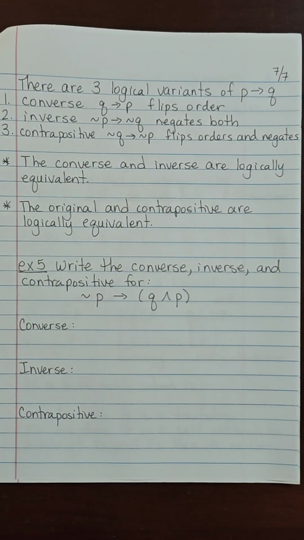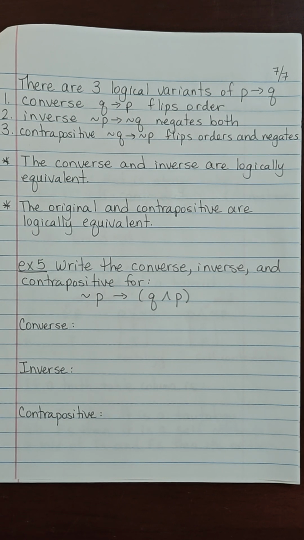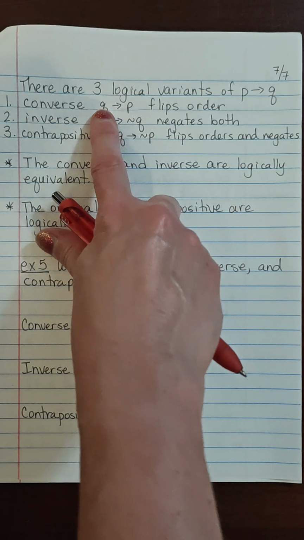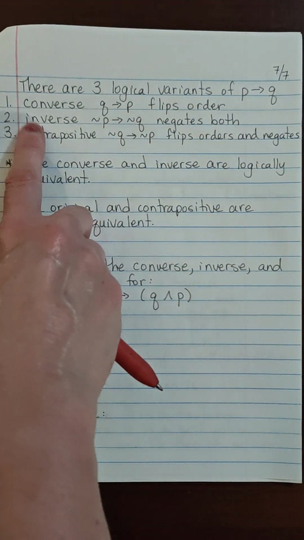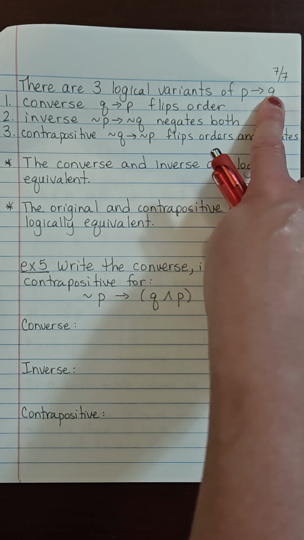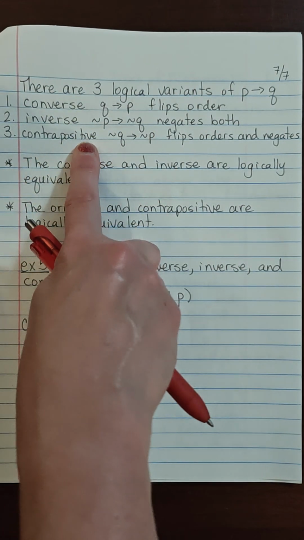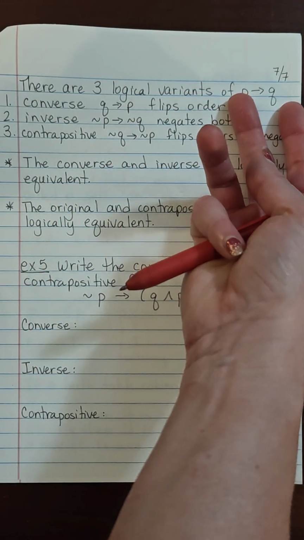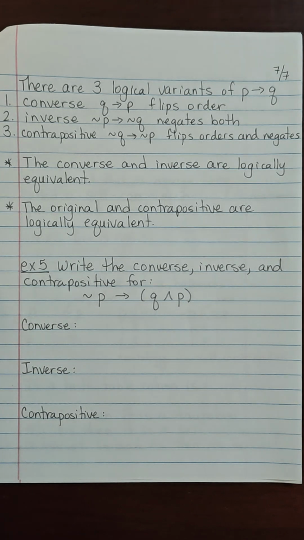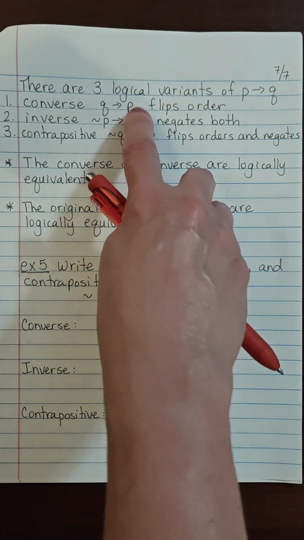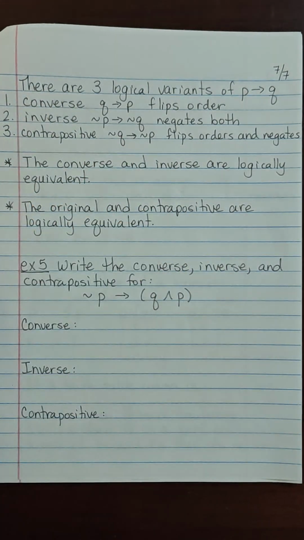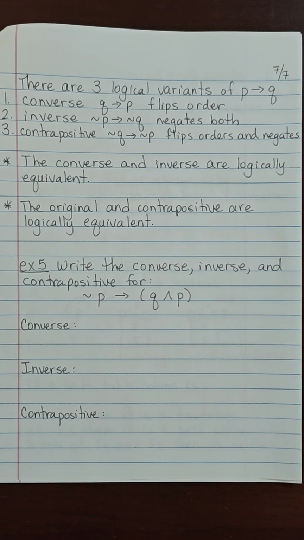There are three logical variants of the conditional statement P to Q. We have the converse that flips the order, that changes it from P to Q and changes it to Q to P. We have the inverse that takes the original and negates both. And we have the contrapositive, which flips the order and negates both. So you can see it changed Q and P and it negated both of them. The converse and the inverse, those two are logically equivalent statements. The original and the contrapositive are logically equivalent statements.